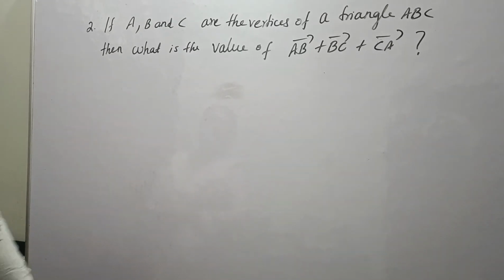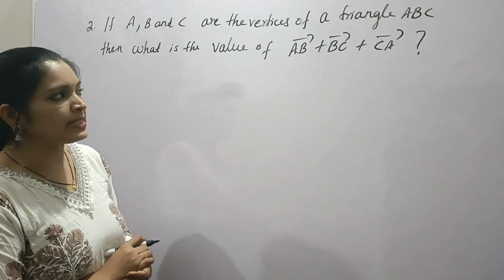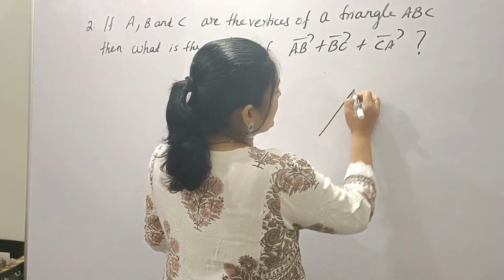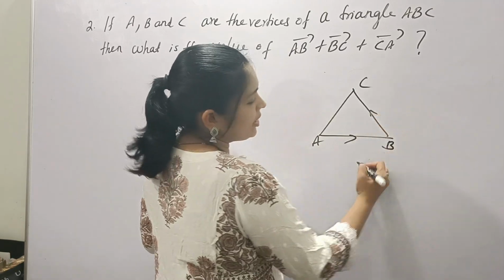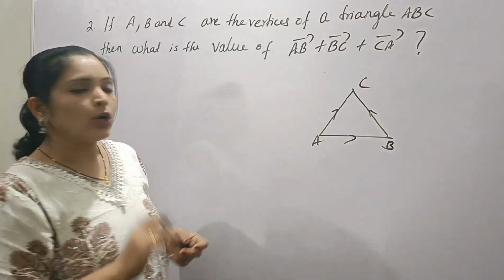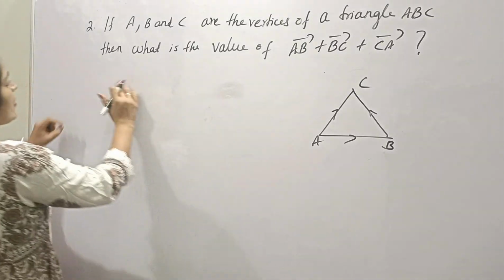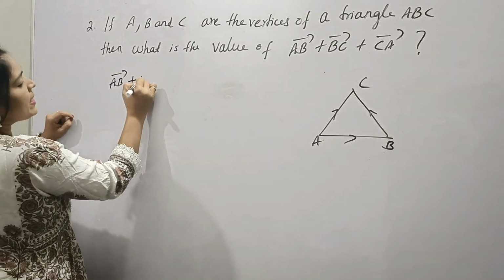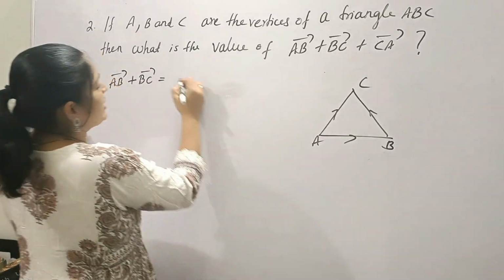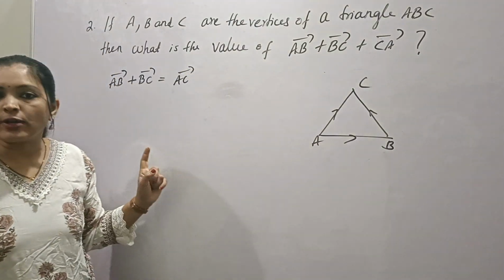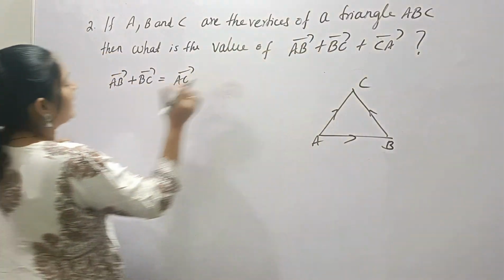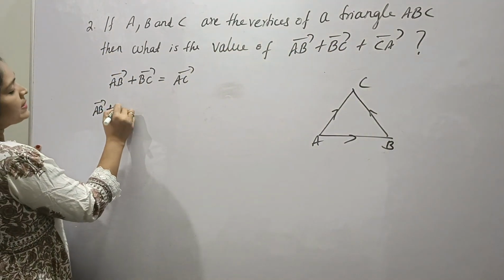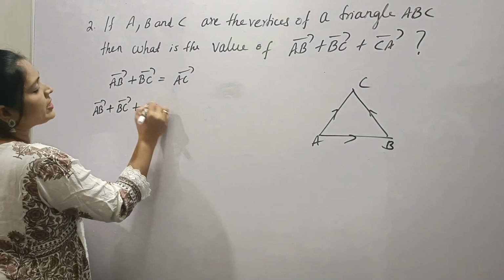If A, B and C are the vertices of a triangle ABC, then what is the value of vector AB plus vector BC plus vector CA? Consider the triangle ABC. It is vector AB, vector BC, vector AC. By triangular law of vector addition, we can write vector AB plus vector BC is equal to vector AC, right? And we have to find the value of this, that is vector AB plus vector BC plus vector CA.